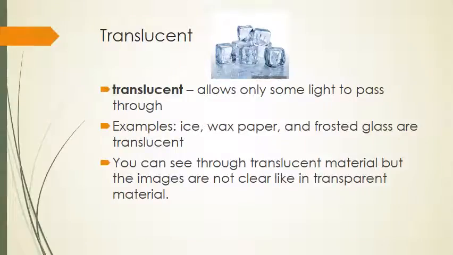Translucent. Translucent allows only some light to pass through. Examples of materials that are translucent: ice, wax paper, and frosted glass are translucent. You can see through translucent material, but the images are not clear like in transparent material.